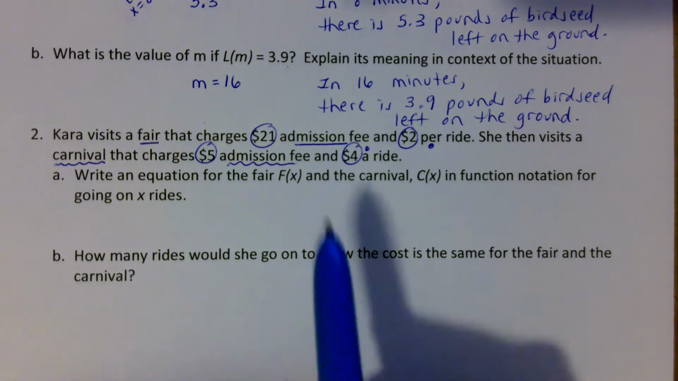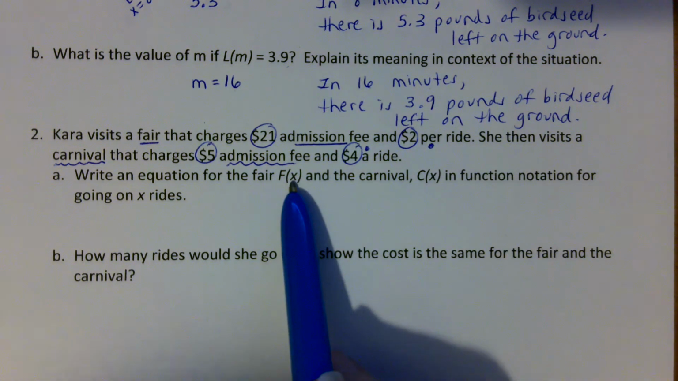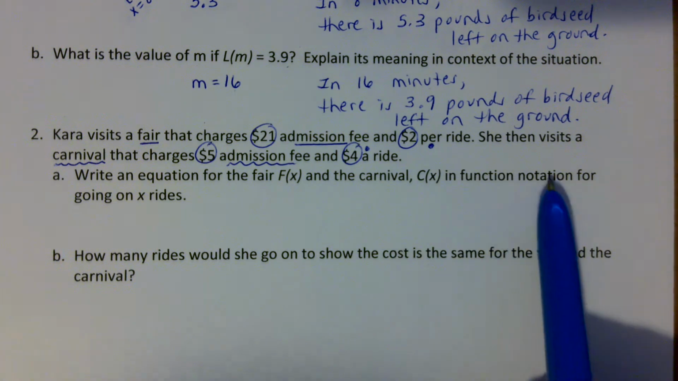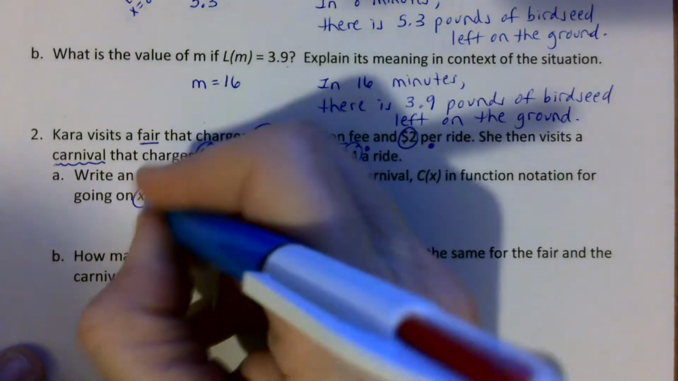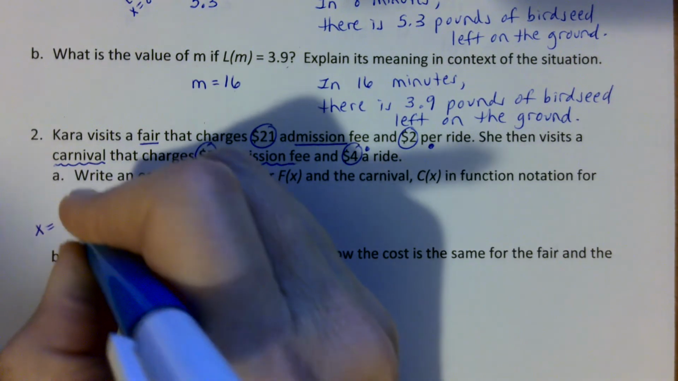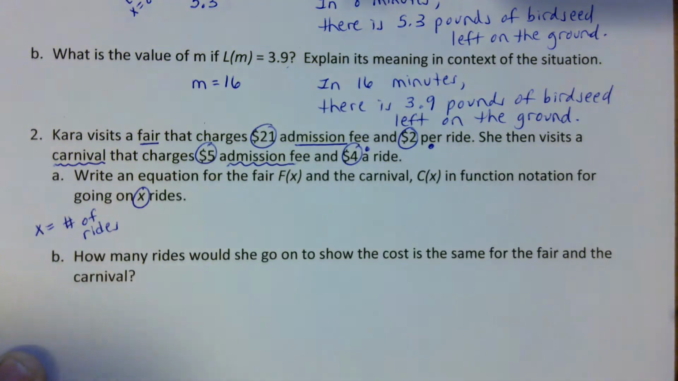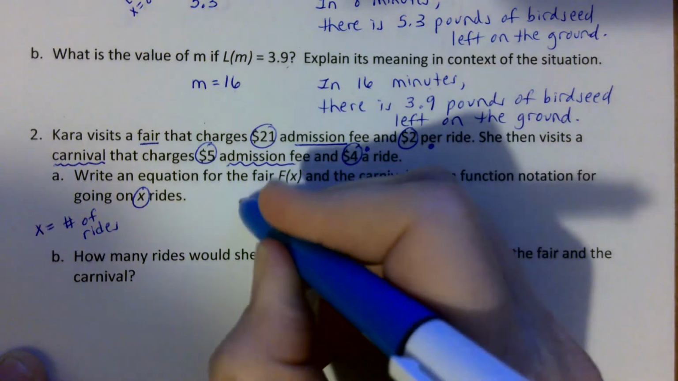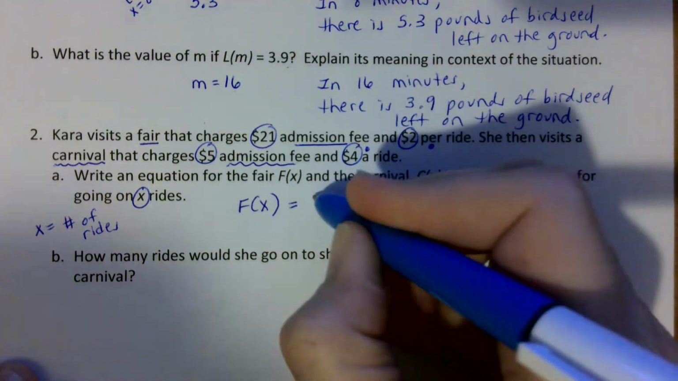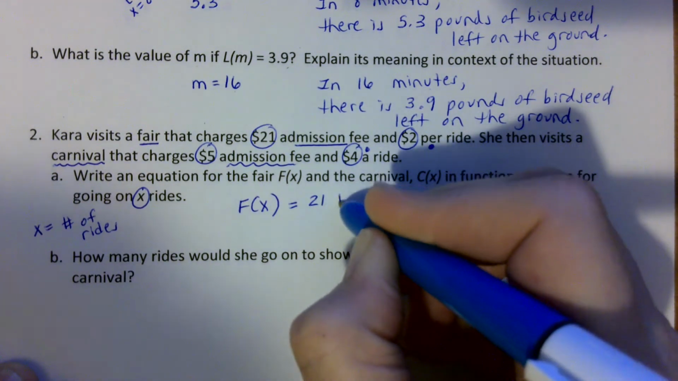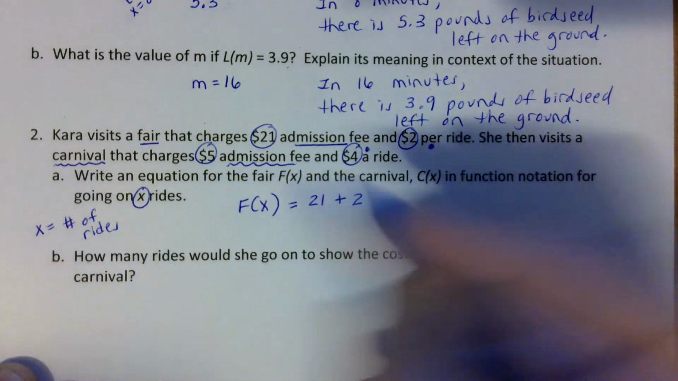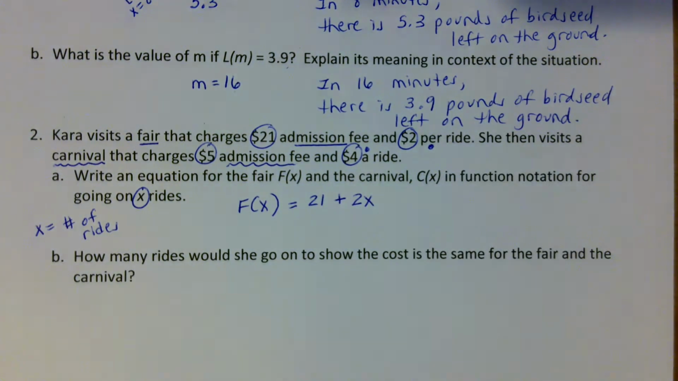So you're asked to write an equation for the fair, f of x, as well as the carnival, c of x, in function notation for going on x rides. So off to the side, I'm going to write x is the number of rides. So for the fair, f of x, the cost is going to be $21 admission fee plus $2 per ride, and we know the number of rides is x, so that's 2x.